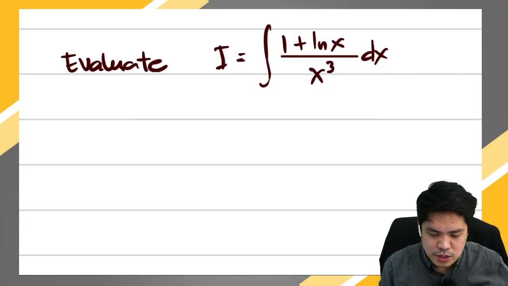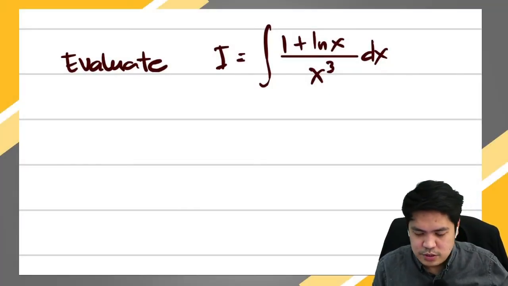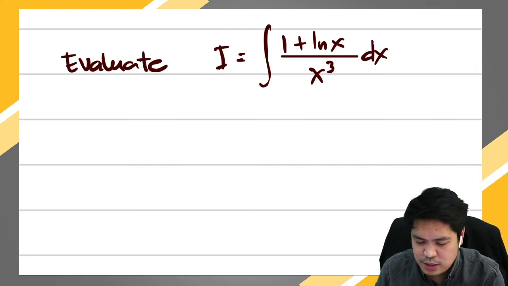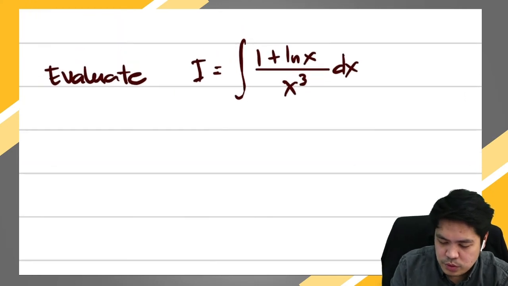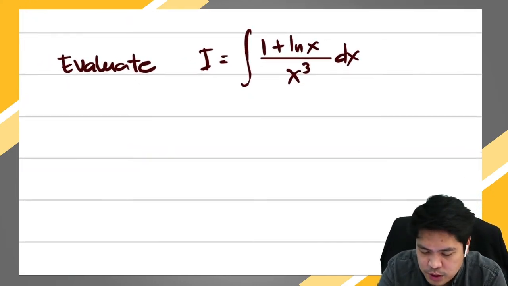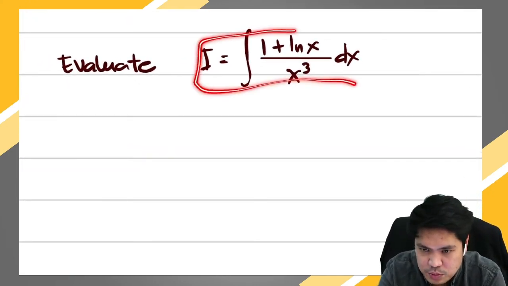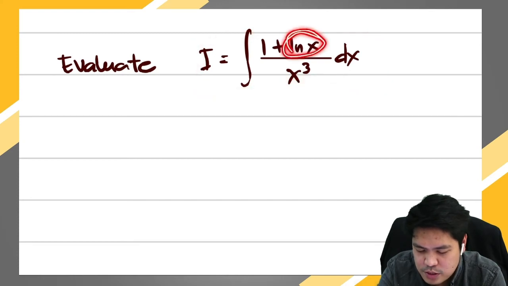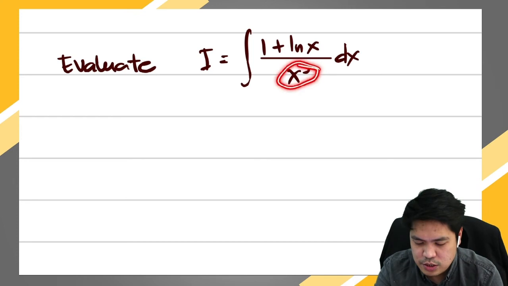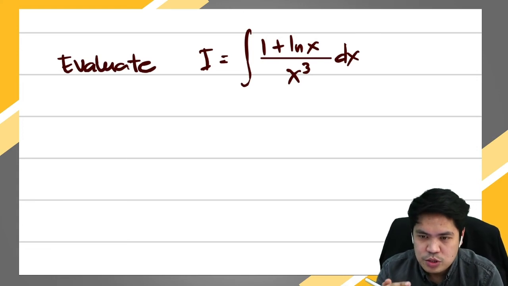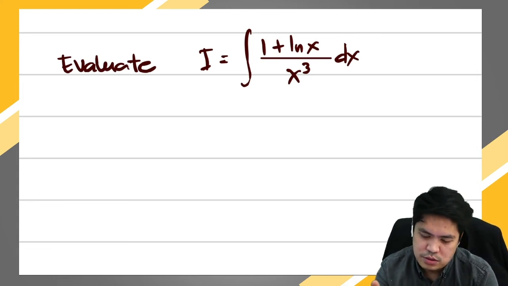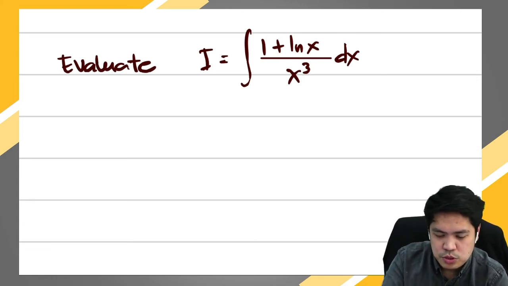Okay, let us try this integral. We have the integral of 1 plus ln x over x cubed dx. Okay, so inspecting this integral, what makes this complicated, of course, is the presence of ln, because the denominator is algebraic, no? But the numerator contains a transcendental function. So we need to simplify the integral by substituting the variable.